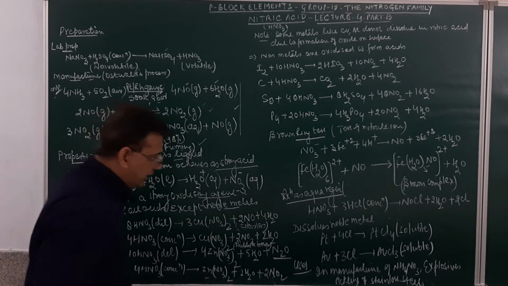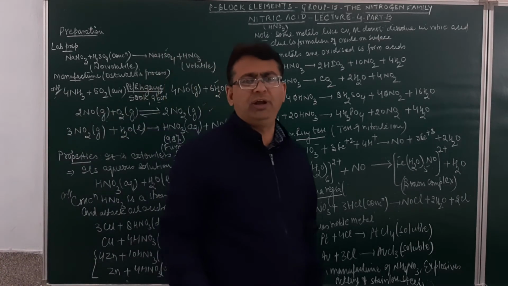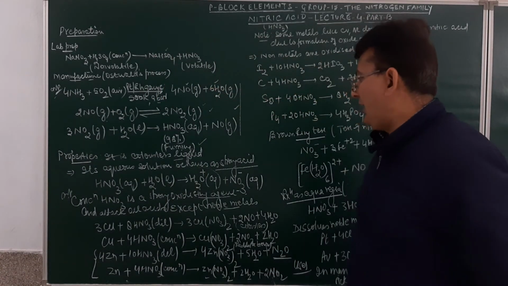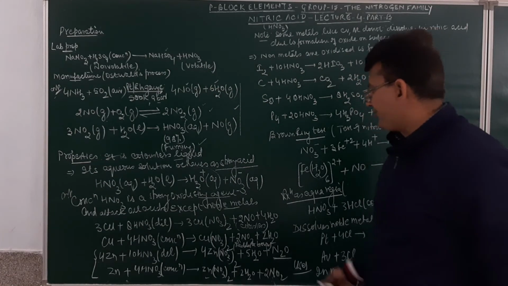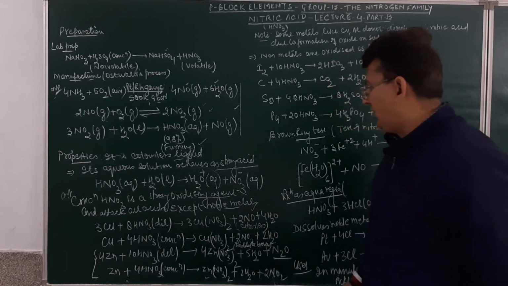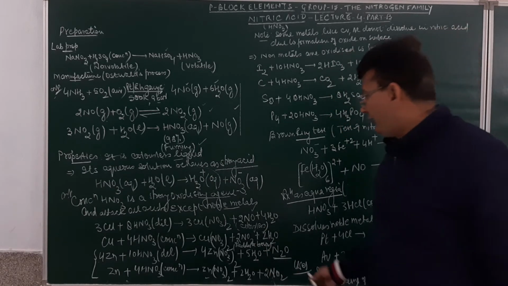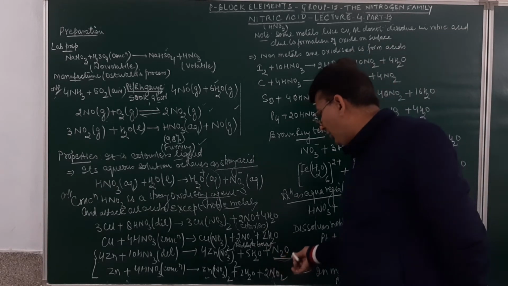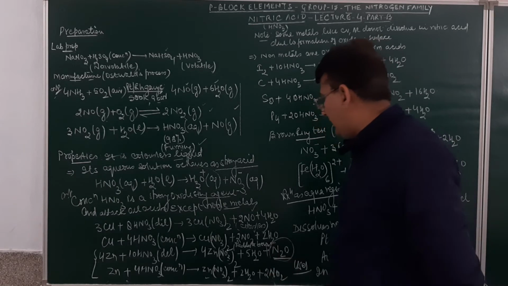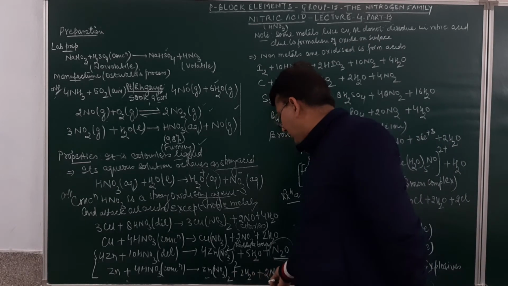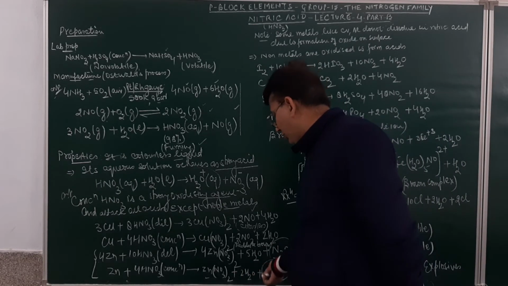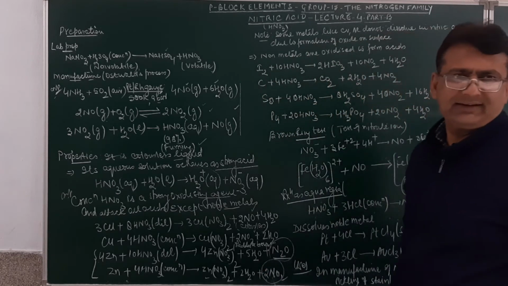It will be zinc nitrate, water and nitrogen dioxide. So any metal when reacted with dilute nitric acid evolves what gas? Nitric oxide. With concentrated nitric acid, evolves what gas? Nitrogen dioxide. Zinc when reacted with dilute nitric acid evolves nitrous oxide, and with concentrated nitric acid, it will evolve nitrogen dioxide in the form of a gas.